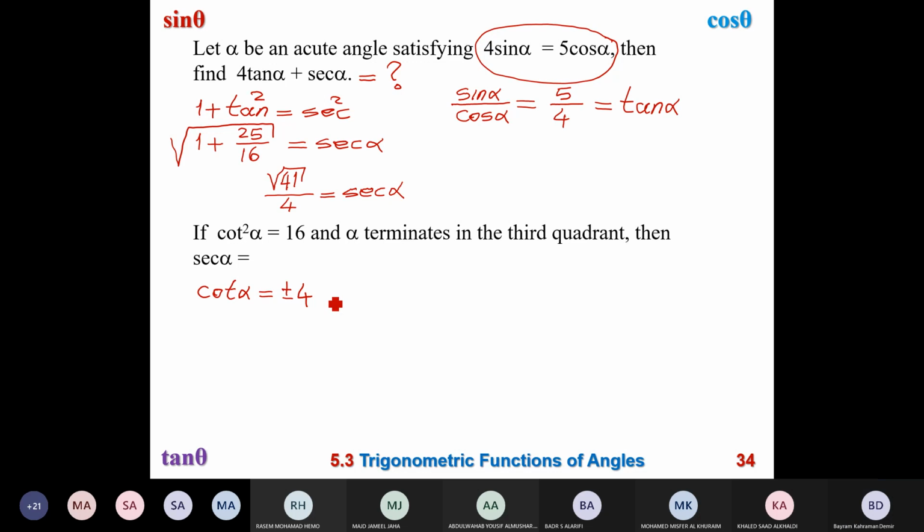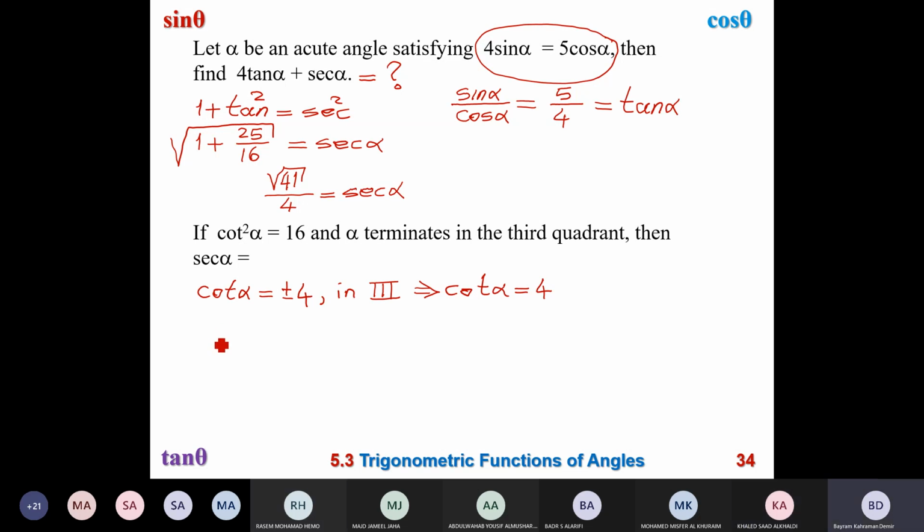Yes. So in the quadrant 3, we will say cotangent alpha is positive 4. Yes. Correct. Well, how can I find this sec alpha?